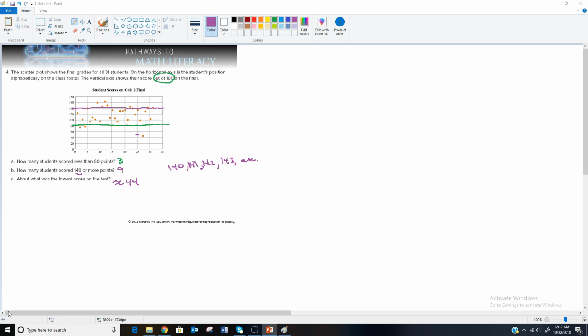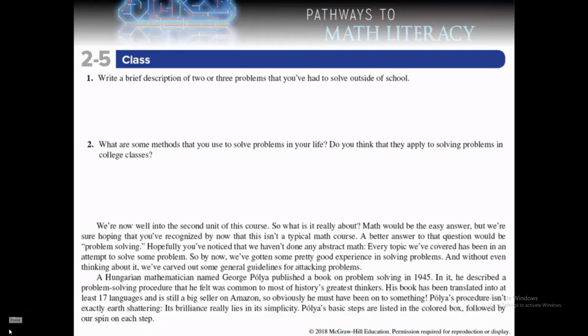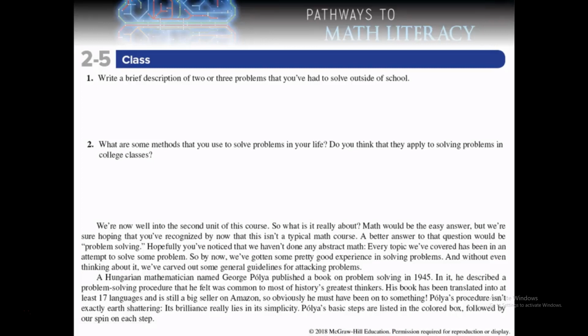So now we'll be picking up with the class portion for Section 16 or Lesson 2.5 in the book that we're borrowing it from. In question 1, you're asked to write a brief description of 2 or 3 problems that you've had to solve outside of school. Obviously, this is a personal question, so I don't have a sample response, but you should take a minute to think about it.